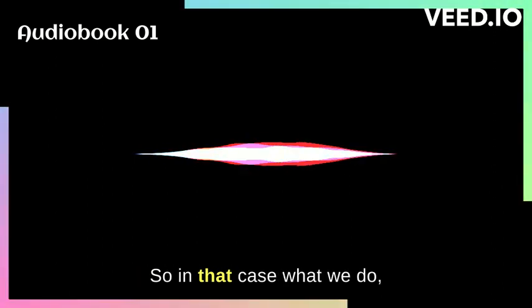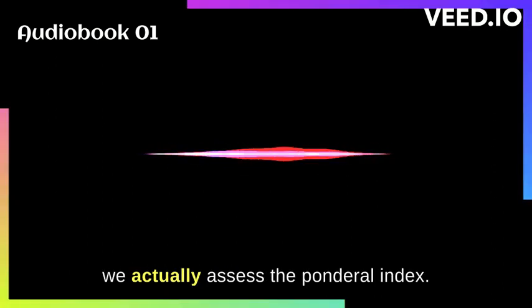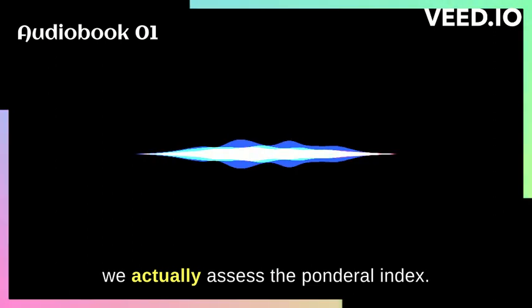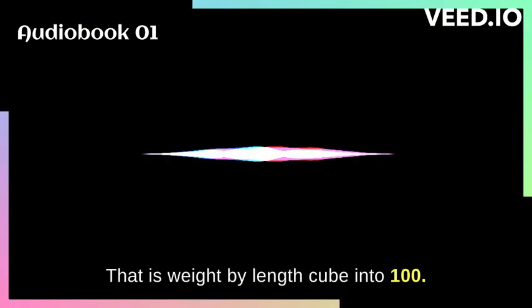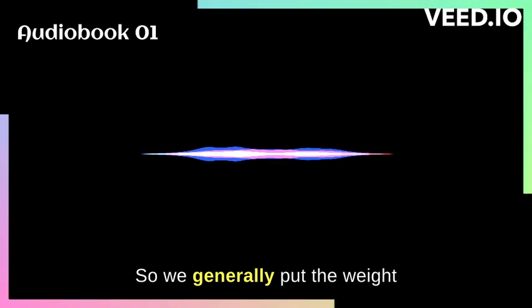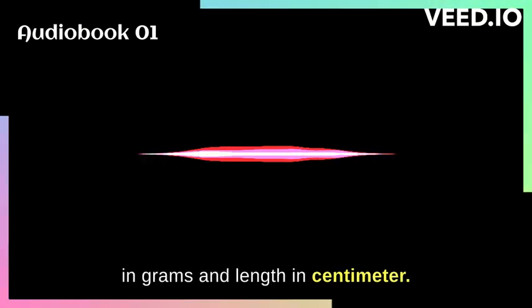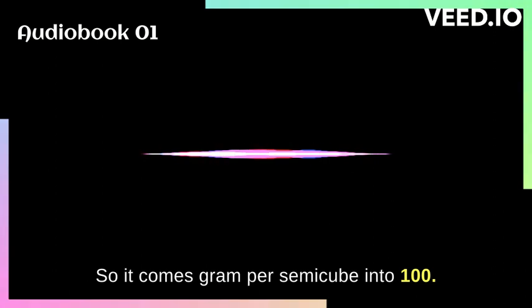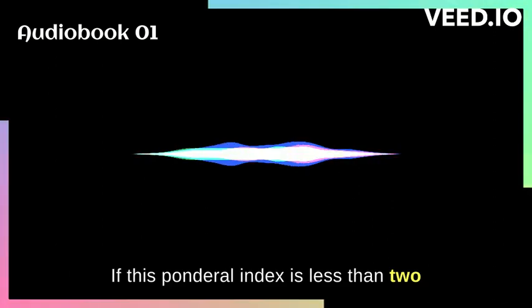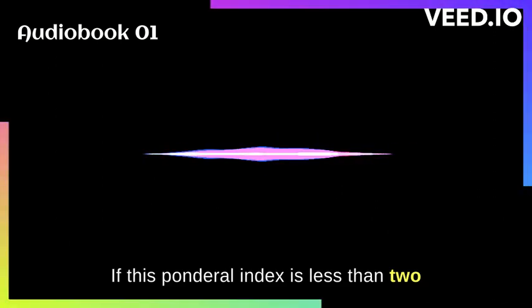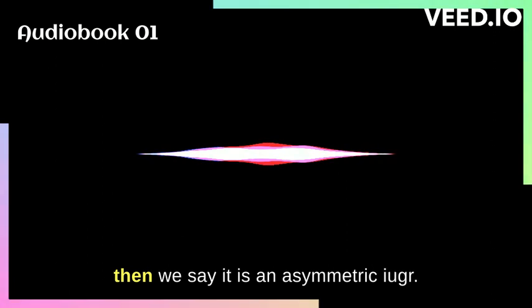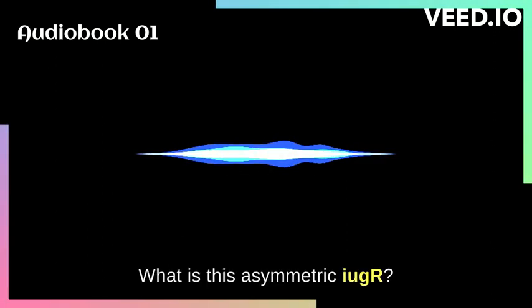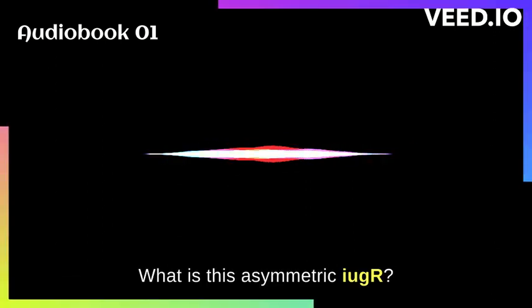In that case, we assess the ponderal index, which is given by a formula: weight by length cube into 100. We generally put the weight in grams and length in centimeters, so it comes as gram per cm cube into 100. If this ponderal index is less than 2, then we say it is an asymmetric IUGR. What is this asymmetric IUGR?